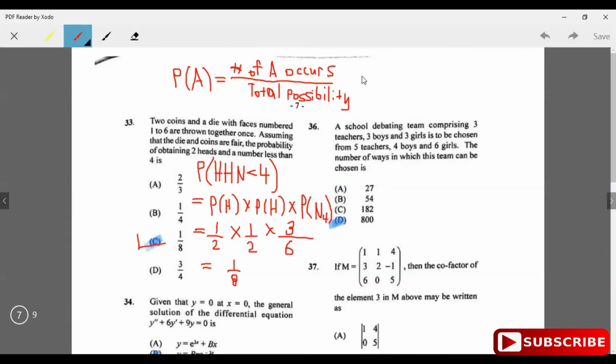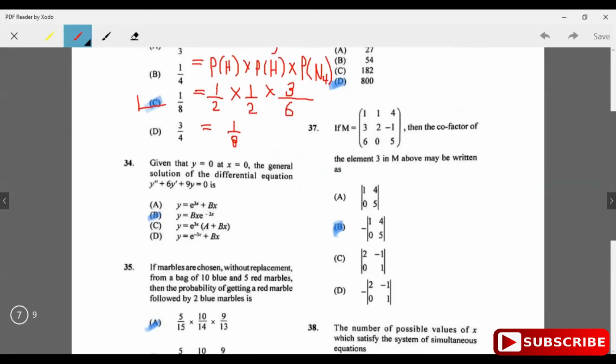All right. Question 34 says, given that y equals 0 and x equals 0, find the general solution of the differential equation. To find the general solution of the differential equation, all we need to do is solve the auxiliary equation first. I like to use u. So that's u squared plus 6u plus 9 equals 0. From the auxiliary equation, I'm going to get that u is equal to minus 3, repeated. So the roots are real and equal.